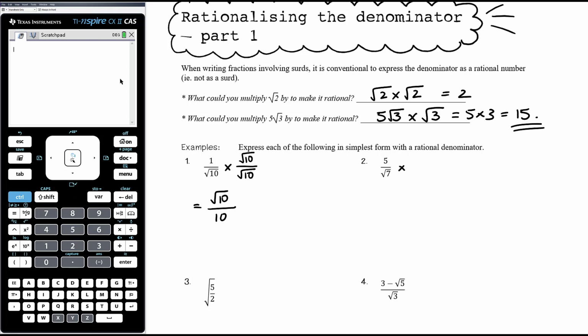Okay, so it's all about what do I have to multiply the denominator by to make it rational? That would be root 7. I must do the same to the numerator. So again, I'm still just multiplying by 1, but this time that 1 is written as root 7 on root 7. So numerator, 5 times root 7. Denominator is root 7 times root 7, which is 7. So 5 on root 7 is the same as 5 root 7 on 7 with a rational denominator.